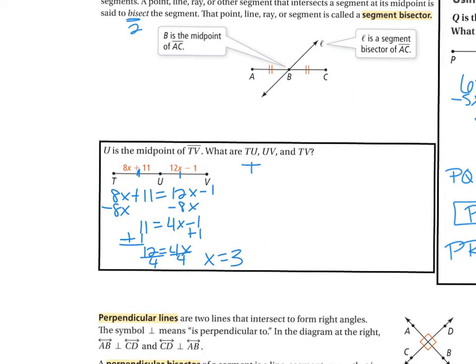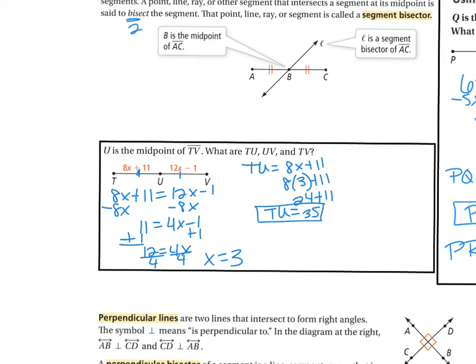Now let's figure out the other parts. So we have TU, which is 8 times... or sorry, let's just write the whole thing out. 8x plus 11, and we're going to substitute 3 in for x. That'd be 24 plus 11, which would give you 35. So TU is 35. There's one answer.